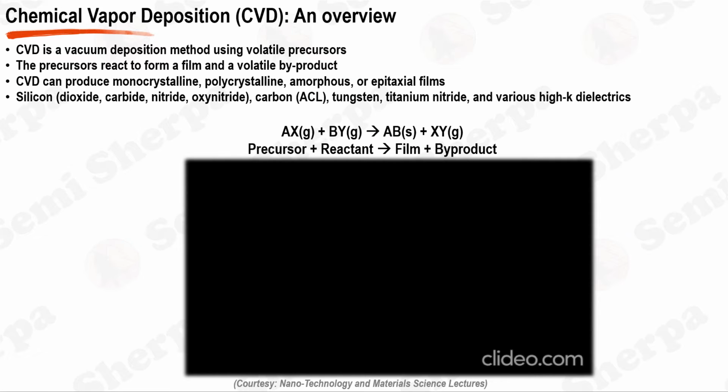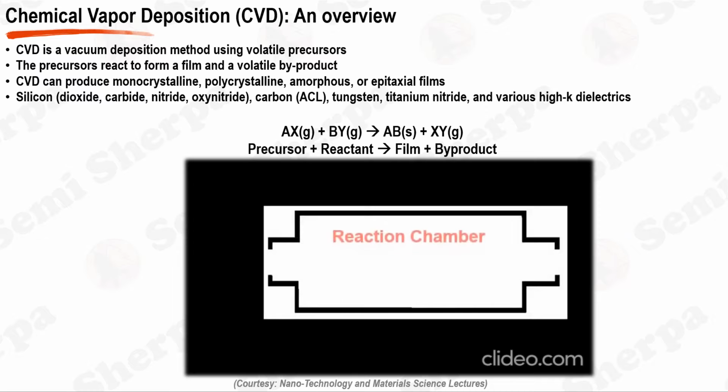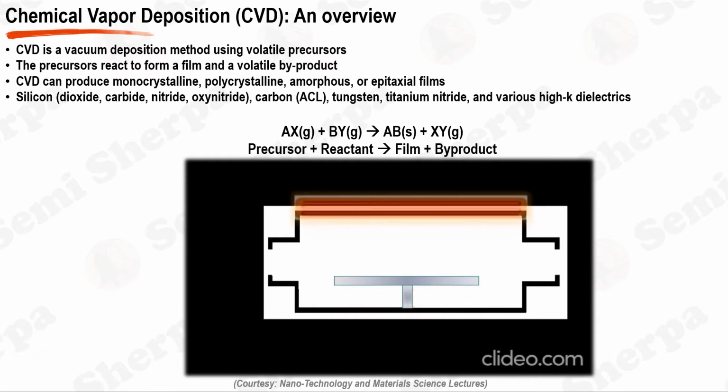Chemical vapor deposition, CVD, is a vacuum deposition method that plays a crucial role in various areas of material science and engineering, including the fabrication of semiconductors, optical devices, and protective coatings. It leverages the properties of one or more volatile precursors that undergo a chemical reaction to produce a solid material, which deposits as a thin film onto a substrate. A typical CVD process takes place within a specialized chamber.